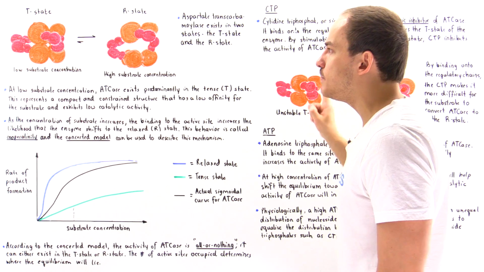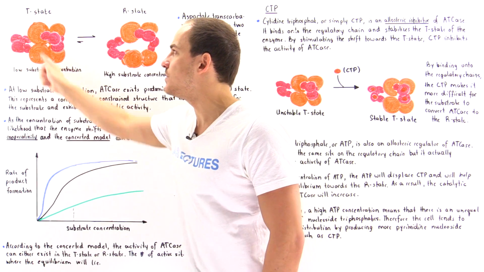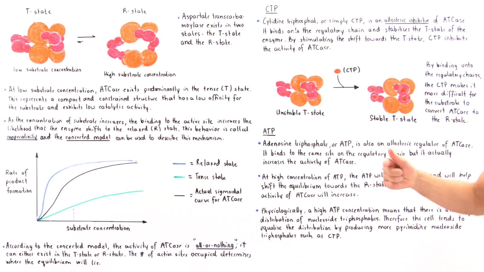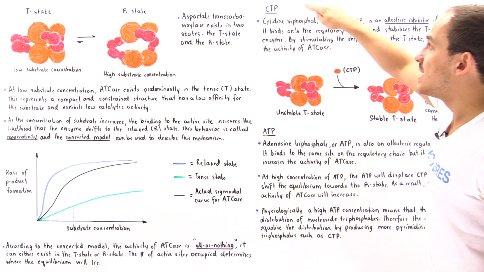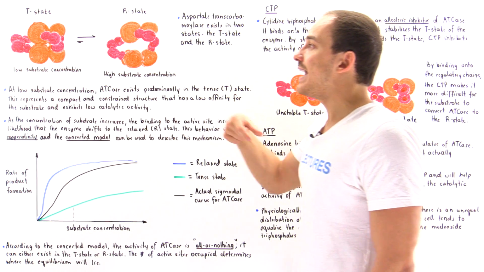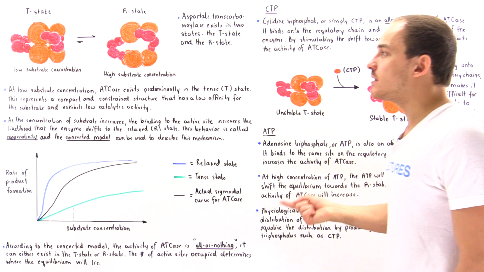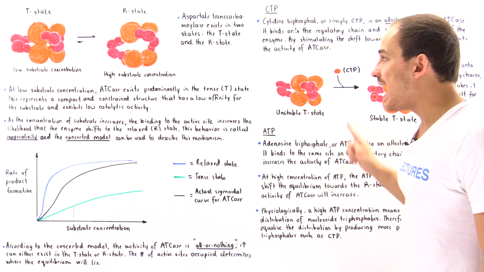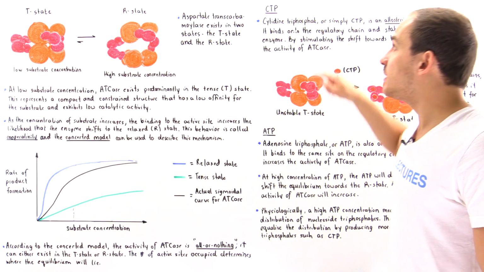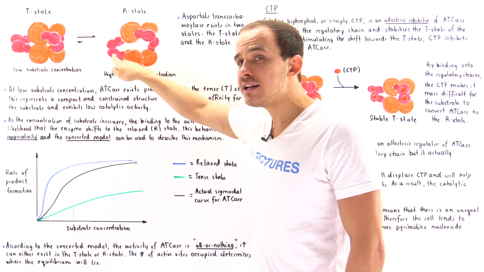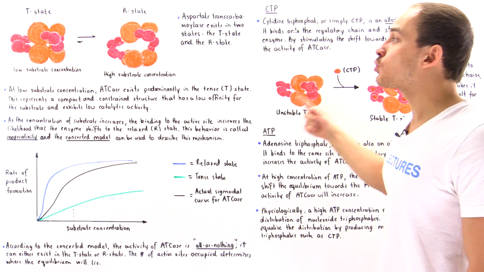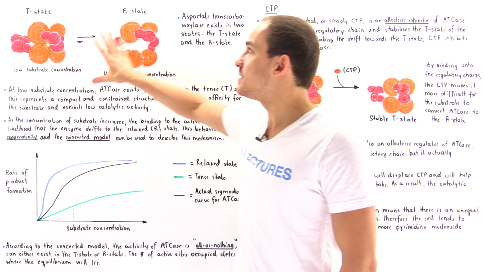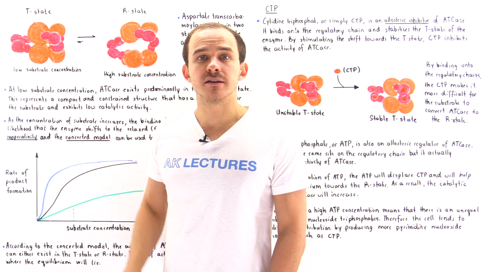CTP and ATP bind to the same regulatory chains, those allosteric sites found on these red regulatory chains, but they have opposite effects. CTP creates a negative feedback loop that basically decreases the activity, inhibits the activity of this enzyme, but ATP binds and displaces the CTP out of that regulatory chain, and it actually increases the activity of the enzyme by shifting the equilibrium from the T state to that more active R state.